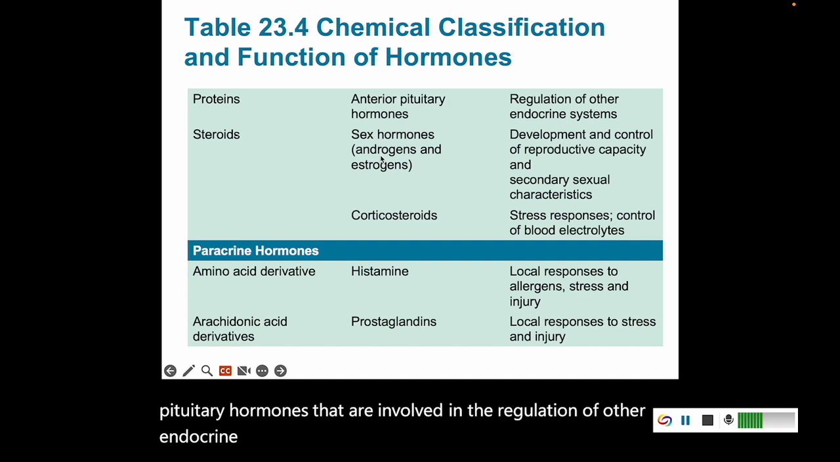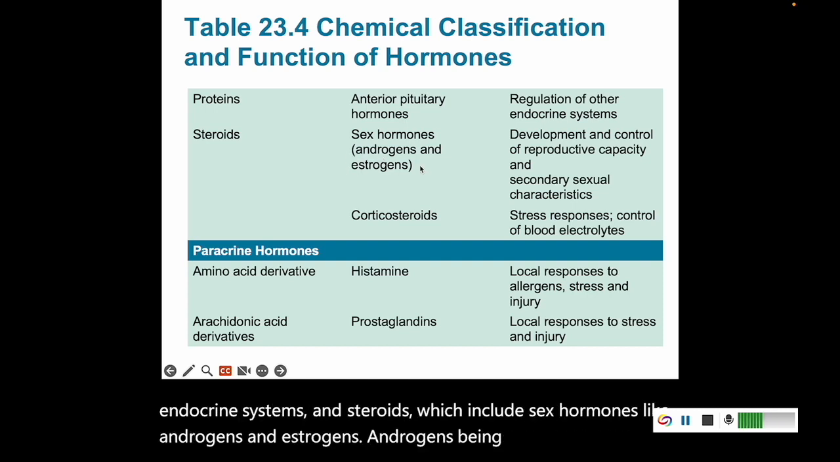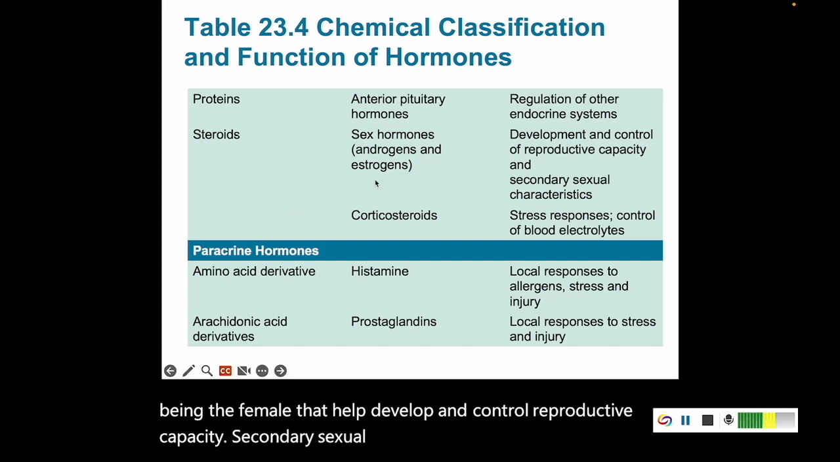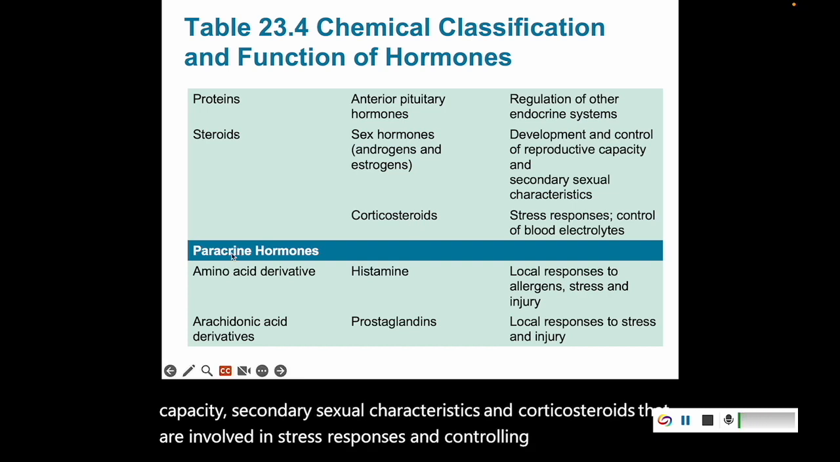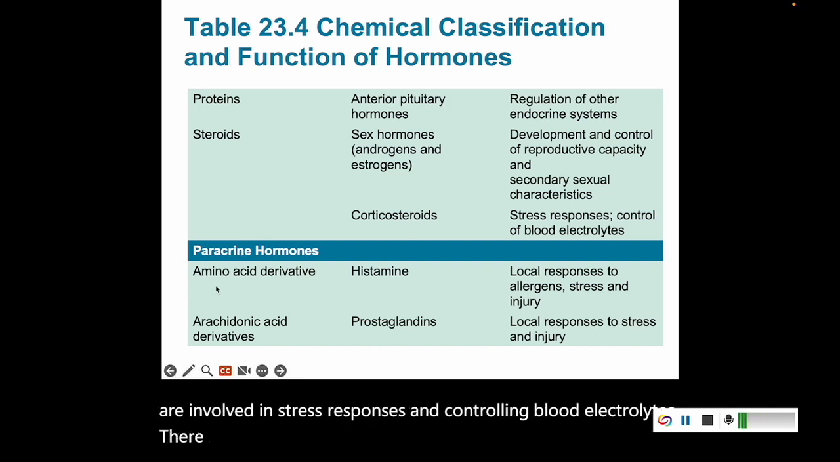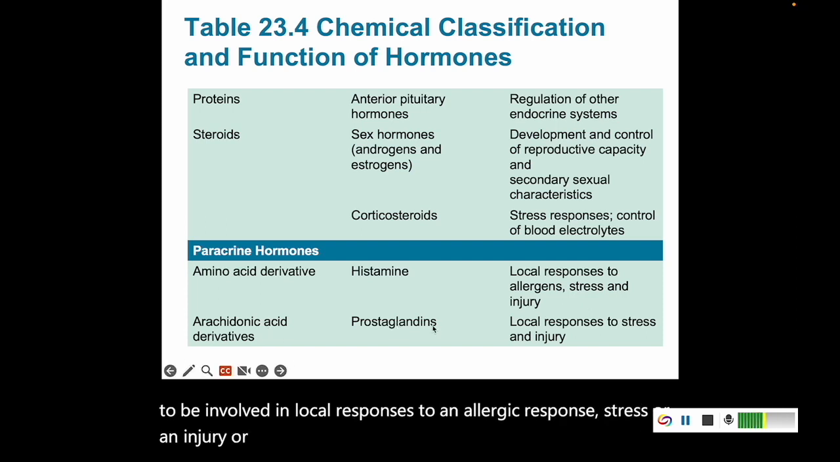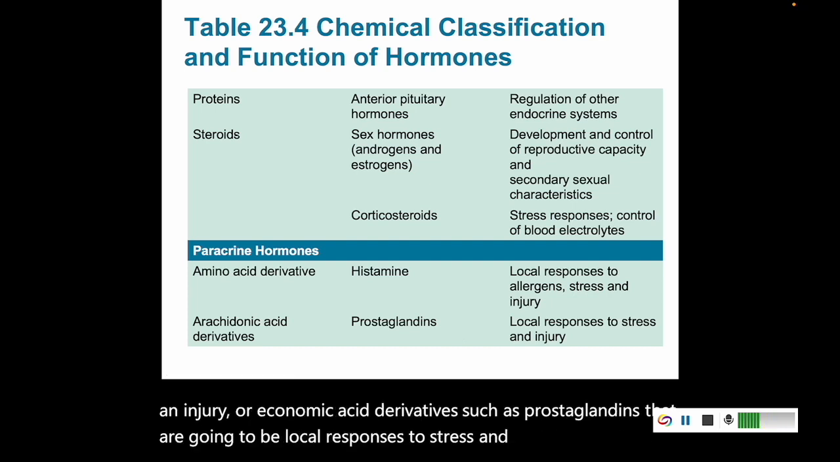And steroids, which include sex hormones like androgens and estrogens, androgens being male and estrogens being female, that help develop and control reproductive capacity and secondary sexual characteristics, and corticosteroids that are involved in stress responses and controlling blood electrolytes. There are paracrine hormones, things like histamine, that is going to be involved in local responses to an allergic response, a stress, or an injury. Arachidonic acid derivatives, such as prostaglandins, are going to be local responses to stress and injury, signaling that it's time to heal.